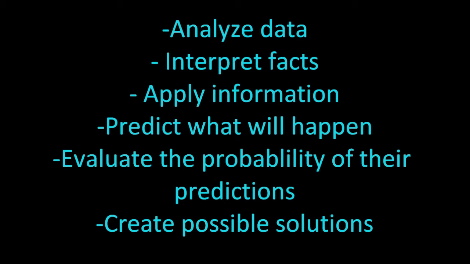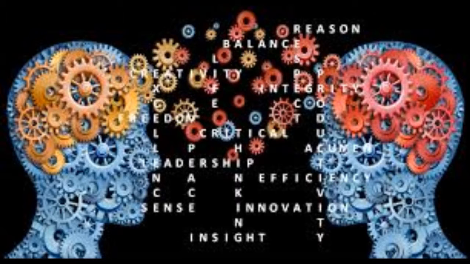Academic press requires students to analyze data, interpret facts, apply the information to a new situation, predict what will happen in the future, evaluate the probability that their prediction might happen, and create possible solutions to the problem. This type of work gives much needed purpose and real-world connection to the learning, which will require a level of accountability that will ultimately encourage student growth. One of the most important aspects of academic press is the focus on critical thinking, which will transcend any language and cultural barrier as an exponentially important life skill.